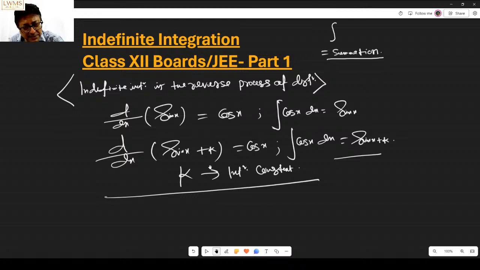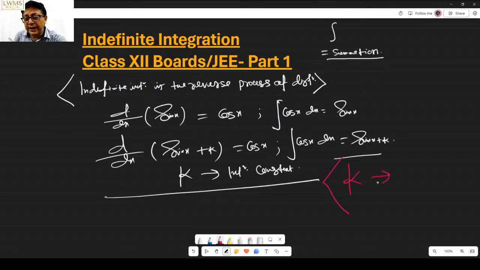This integration constant may be 0 or may be any other constant that we have to find depending on something that is called the initial condition. K is determined by knowing some initial conditions. Okay.